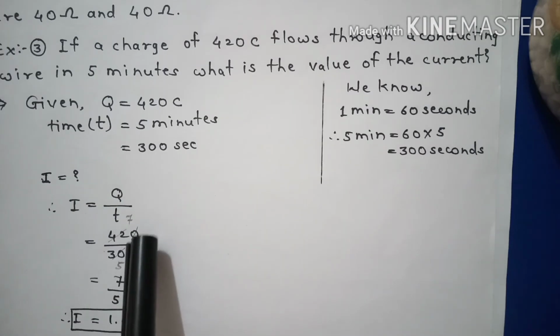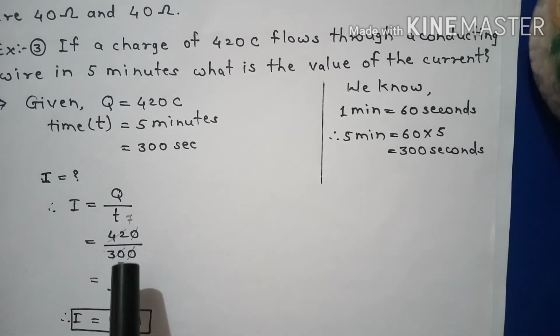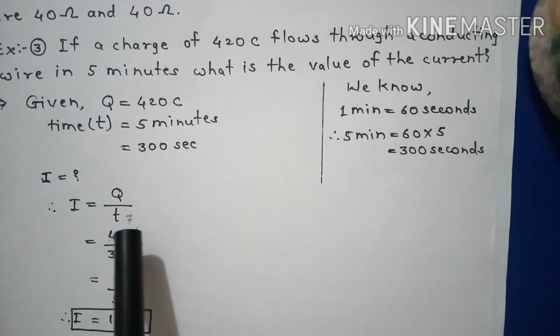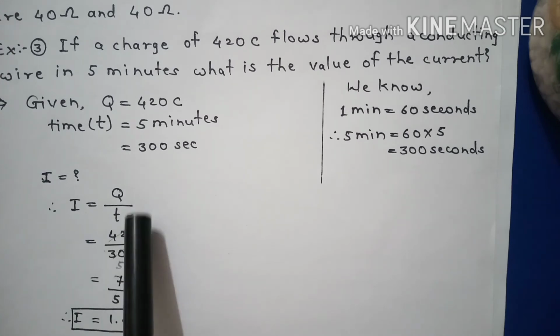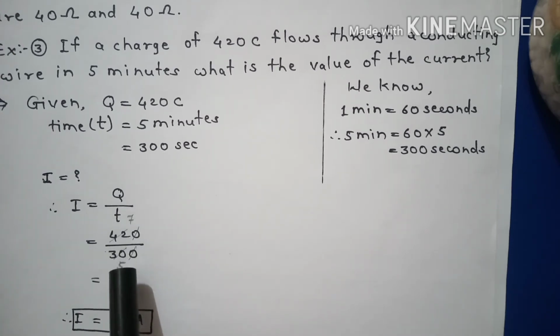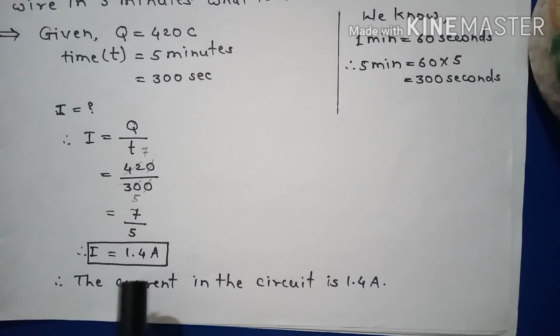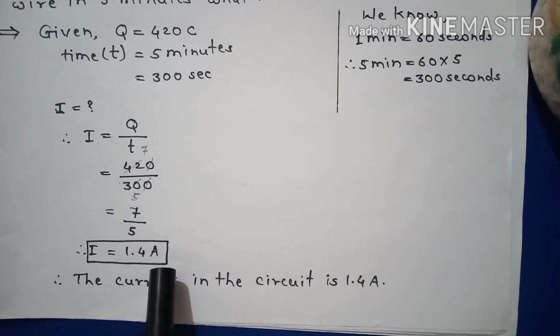So, first of all 0 will cancel. Now, here 42 is there and here 30. So, we will divide this by 6. That is, 6 7s are 42 and 6 5s are 30. That is equal to 7 upon 2. So, therefore, current I is equal to 3.5 ampere.